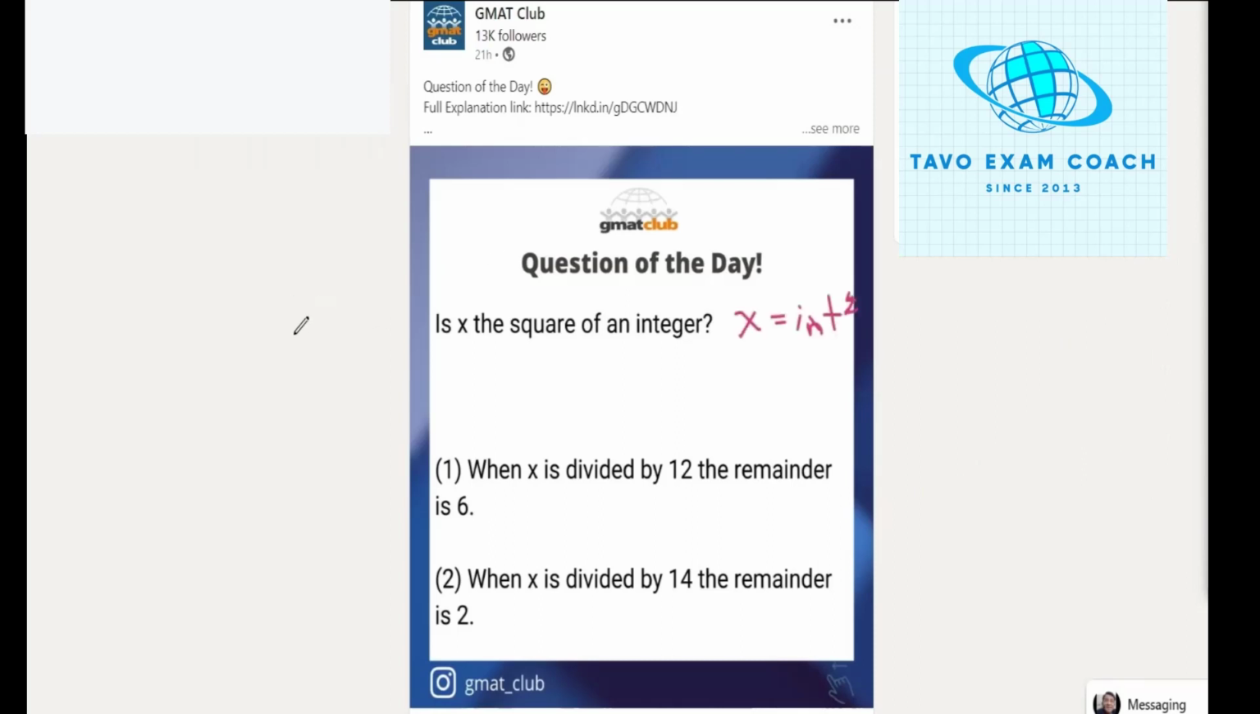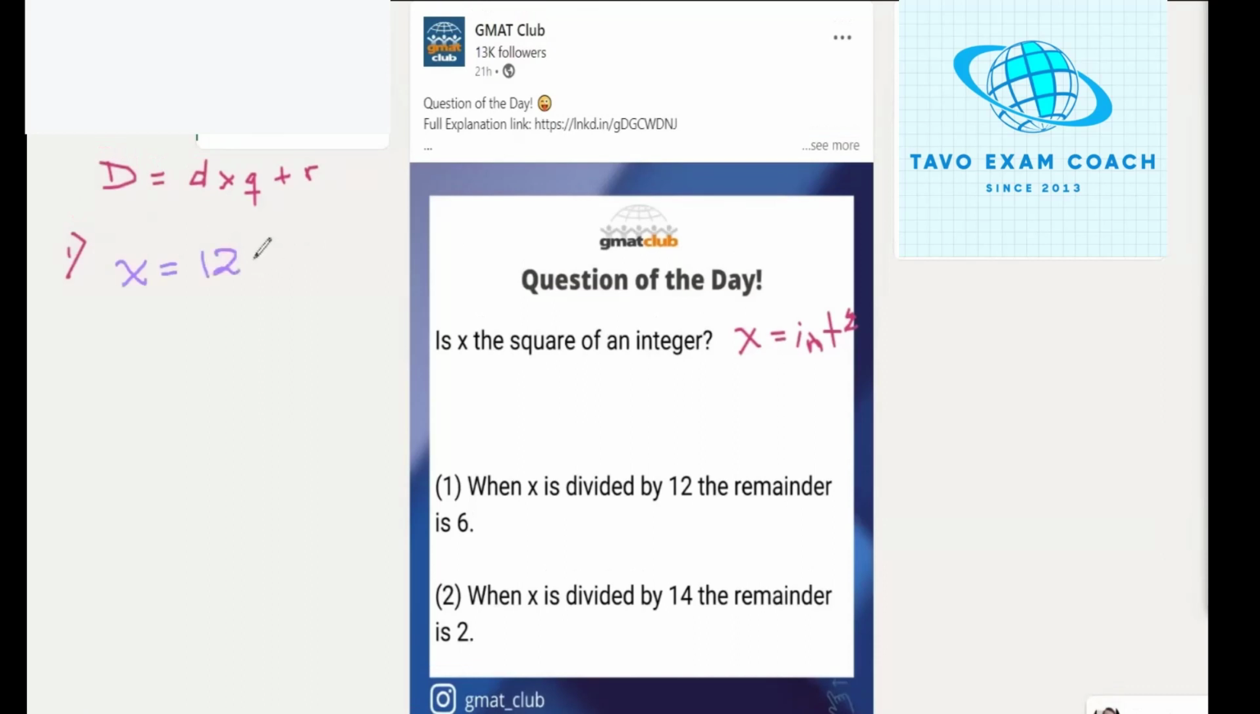Statement 1 says that when x is divided by 12, the remainder is 6. From the properties of integer division, the dividend equals the divisor multiplied by the quotient plus the remainder. So considering this, according to statement 1, x can be represented as 12 multiplied by some integer quotient n plus 6. If we analyze this expression, we can factor out 6, which multiplies 2n plus 1.